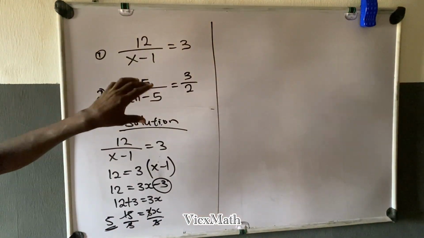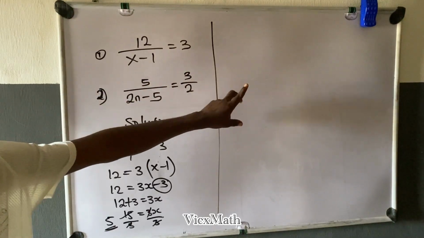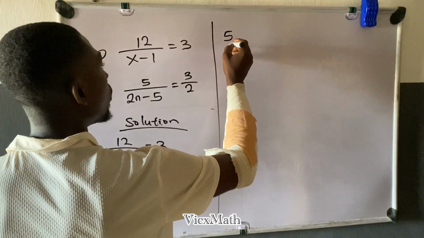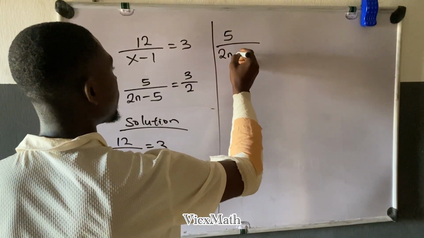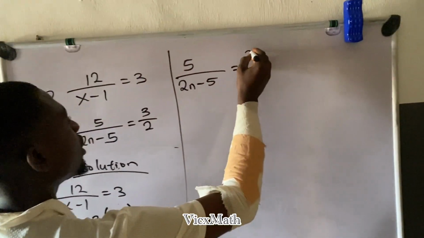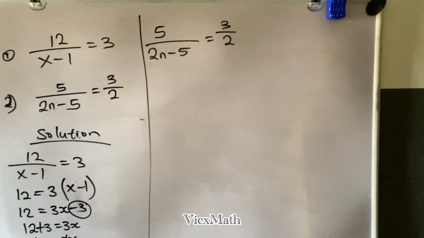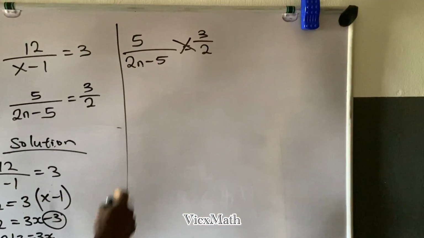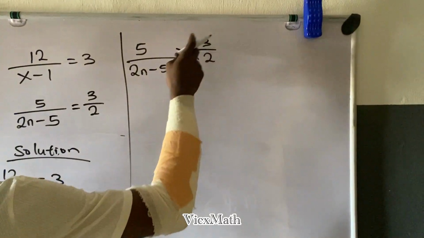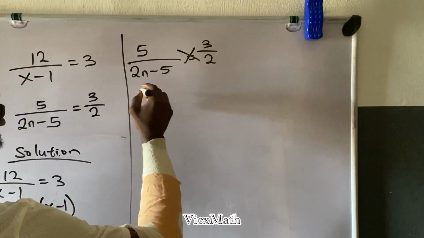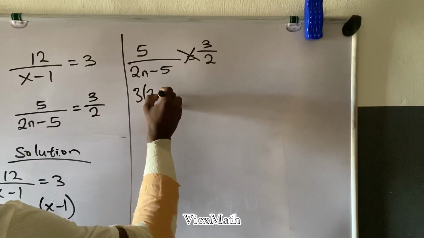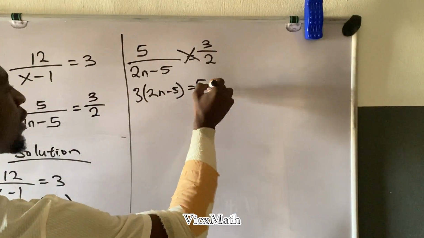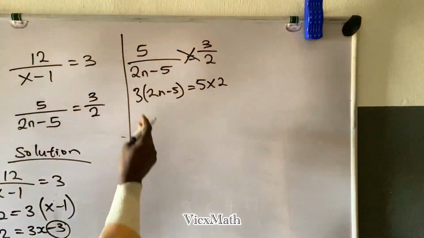Let me solve this particular part here, and I'll give you another question to solve. If you have something like 5 all over 2n minus 5 equal to 3 over 2, the best thing to do here is not to say this crosses the equality sign, just cross multiply because we have both of them as fractions. Cross multiply, this is multiplying this and this is multiplying this. So we have 3 bracket 2n minus 5 equal to 5 times 2, which is 10. You understand? So let's open the bracket.